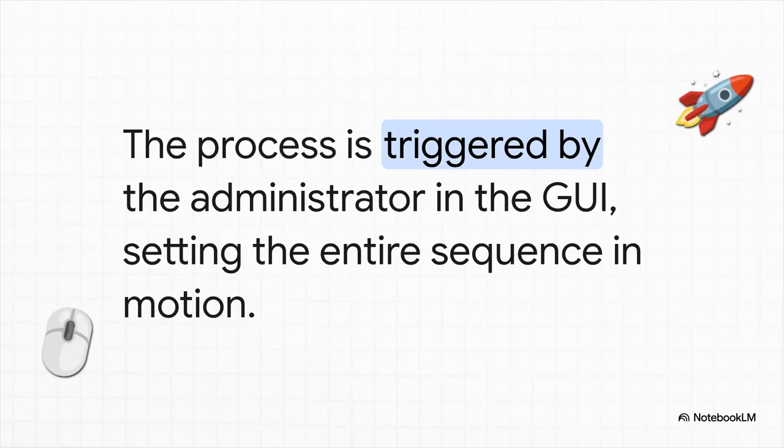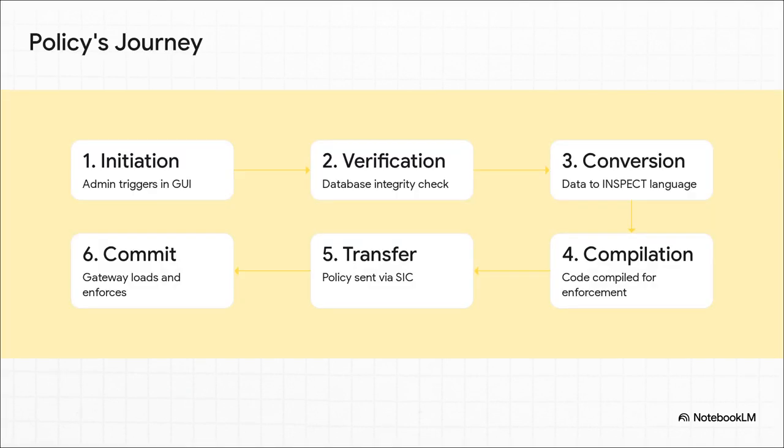So this first step is called initiation. You've got the administrator, they're working in the GUI, they make a change, double check it, and then they hit the button. That click is literally the starting gun for the policy's race from the central command all the way out to the network's edge. Now, what's so cool about this is that it's not just a simple copy-paste job. Oh no, it is a carefully orchestrated 6-step journey. We just saw initiation, but next it has to go through verification, then conversion, compilation, transfer, and finally, the big one, the commit. This entire structure is built for one reason and one reason only, to make sure nothing, and I mean nothing, goes wrong.